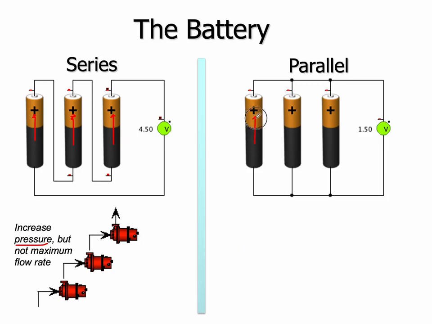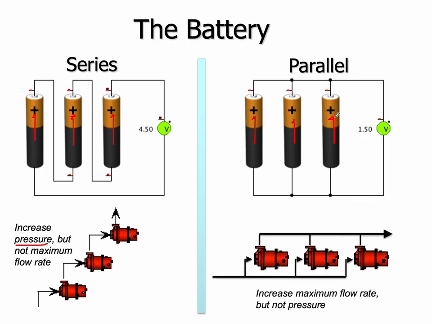Batteries in parallel? What's happening here? It's like having pumps side by side. In this case, if each one of these could handle 1 liter per second, the flow rate now is increased. Now there'd be 3 liters per second going into this thing and 3 liters per second coming out, but it would only have the pressure of one of the pumps. So it increases the maximum flow rate, but not the pressure. That's exactly what's happening here.